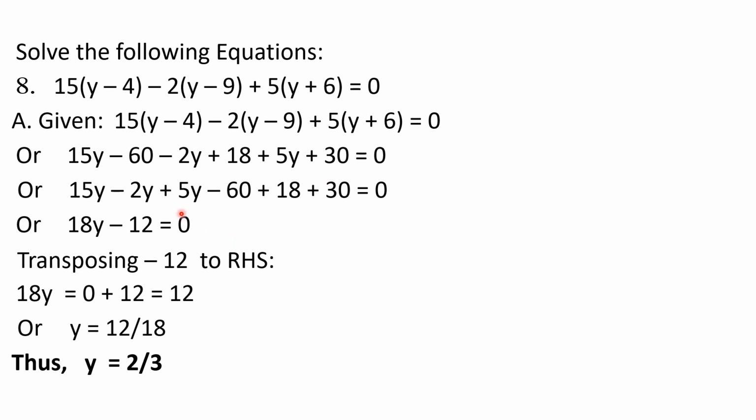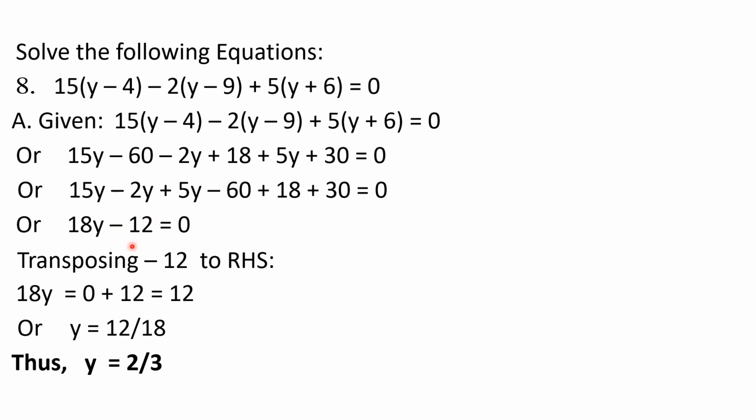So we readjust the terms, we put the like terms together. Like terms are y, y, and y. So 15y minus 2y plus 5y, and constant terms we put together, minus 60 plus 18 plus 30. So 15 minus 2 is 13, 13 plus 5 is 18. So 18y, and 30 minus 60 is minus 30, minus 30 plus 18 is minus 12. So 18y minus 12 is equal to 0. 18y is the variable term, minus 12 is the constant term.